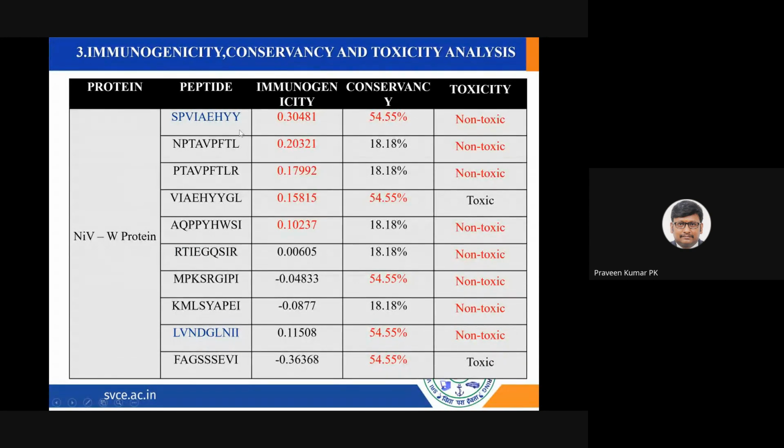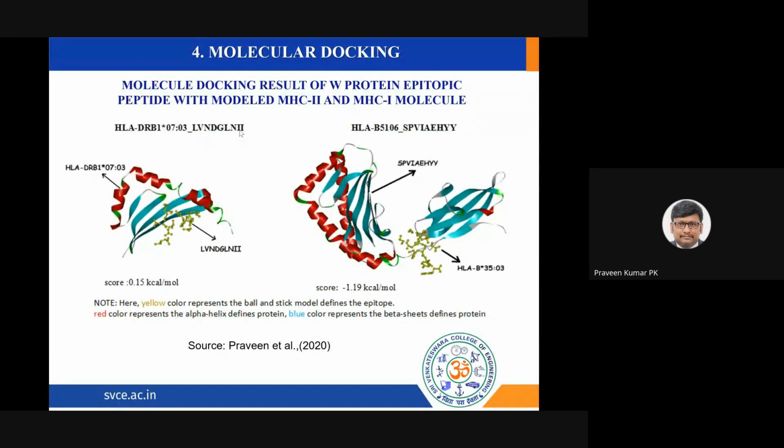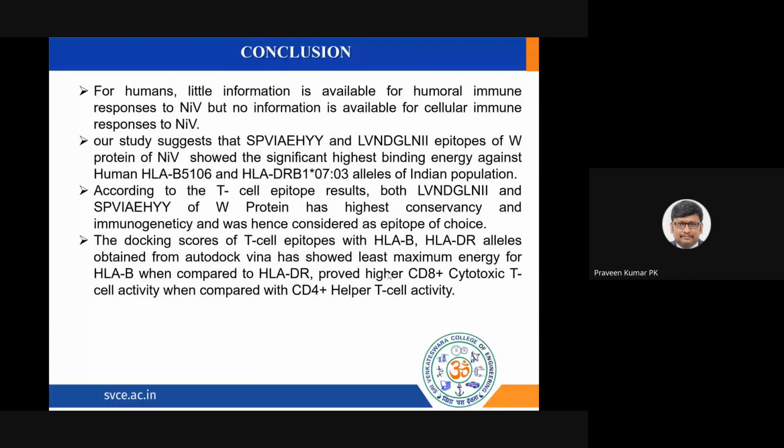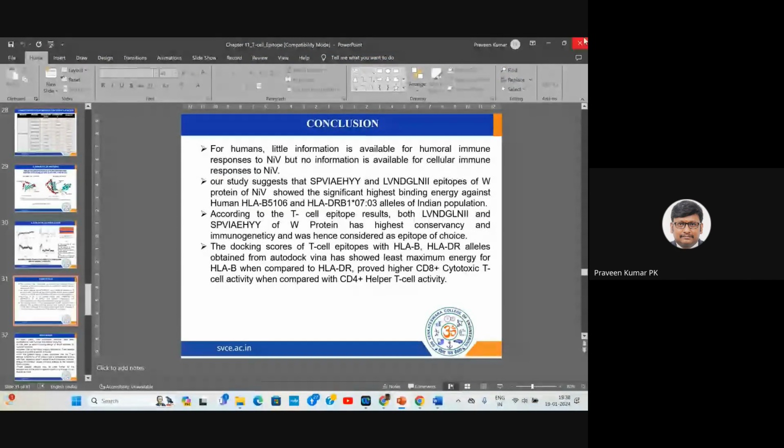So not just screening from the 4 different servers, but I also checked these 3 important parameters. Finally, I docked the peptide with the HLA molecules. Whatever score I got from AutoDock, I have shown here. And I've also taken this for simulation analysis. Let me take you to the website and start explaining, then you can understand.